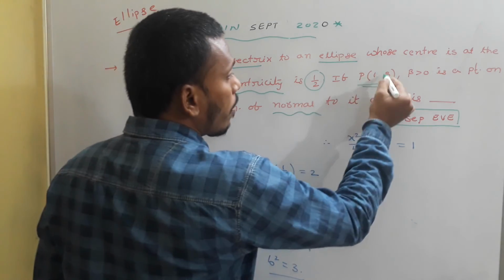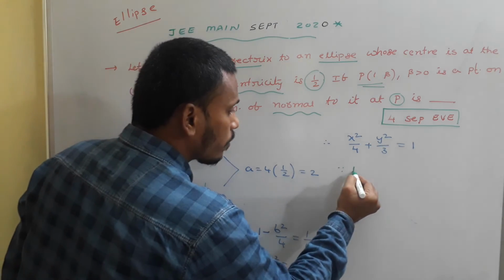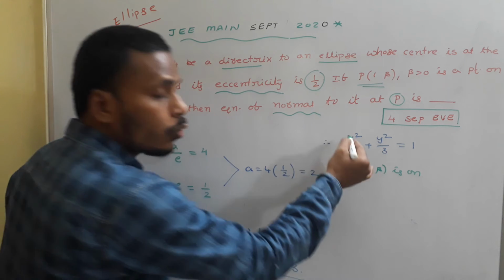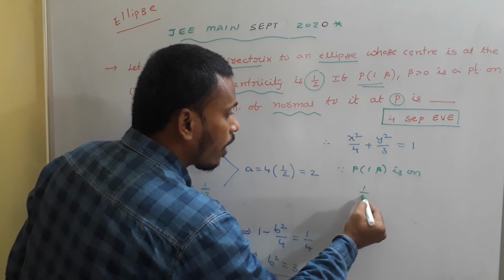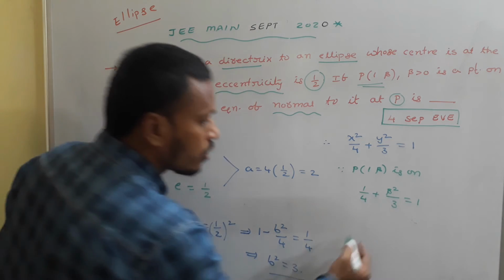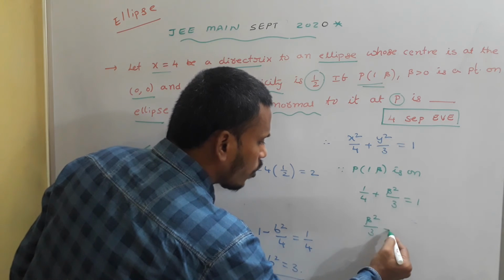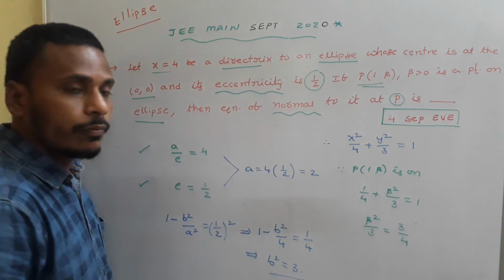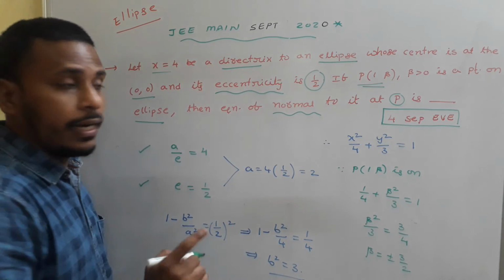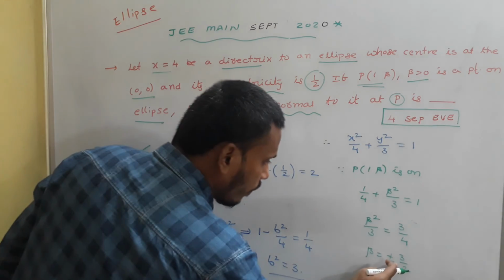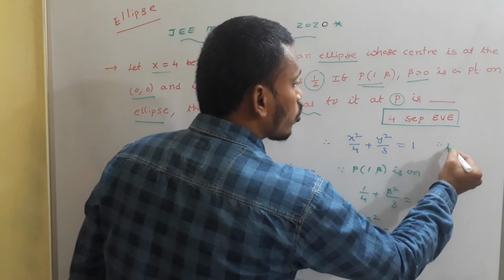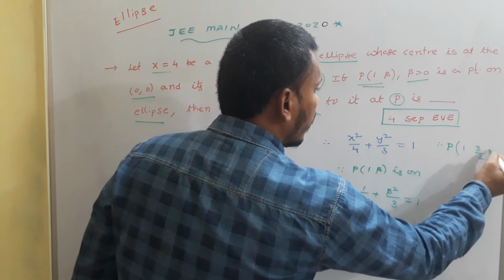Now, as they said, P(1, beta) is a point on the ellipse. Now use that point. Since P(1, beta) is on the ellipse, what do we need to do? Replace x with 1, y with beta. Again now 1/4 plus beta square by 3 is equal to 1. So beta square by 3 is equal to 1 minus 1/4, which is 3/4. So beta is equal to plus or minus 3/2. But as they mentioned beta greater than 0, we need to take only the positive beta, which is 3/2. So point P is nothing but (1, 3/2).